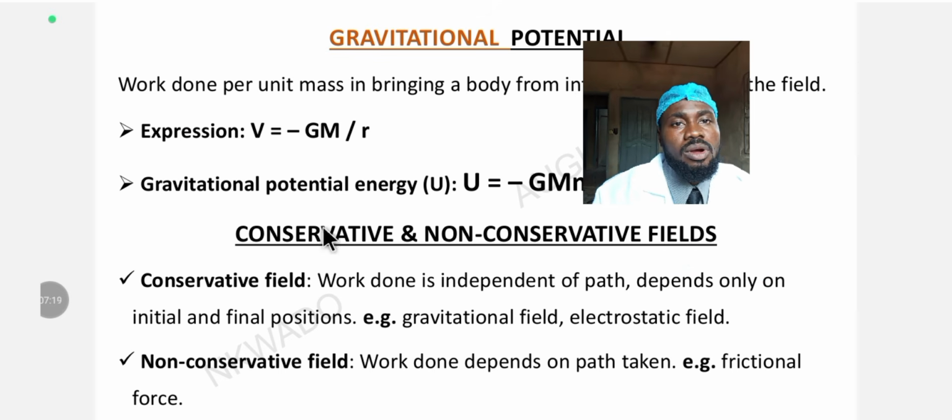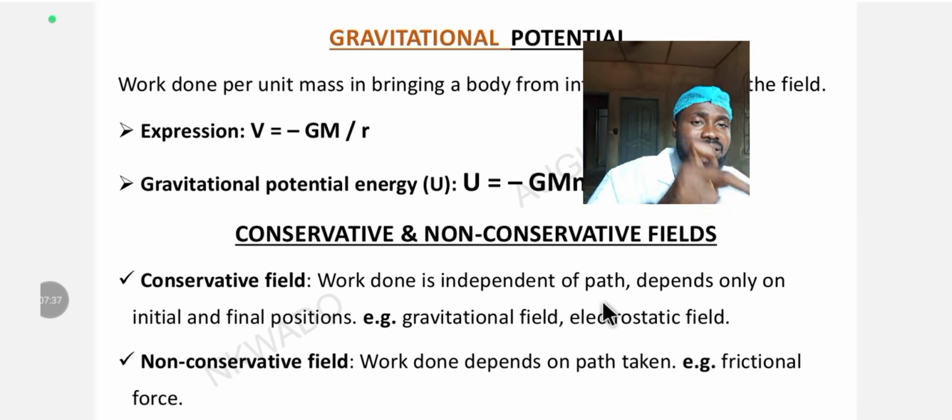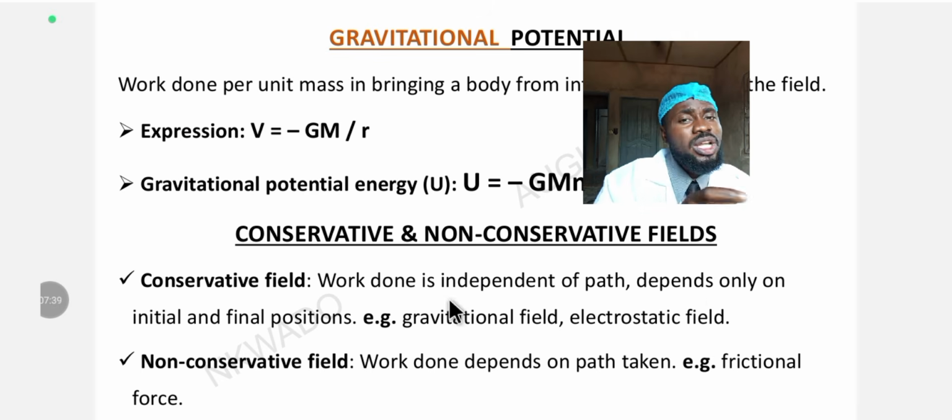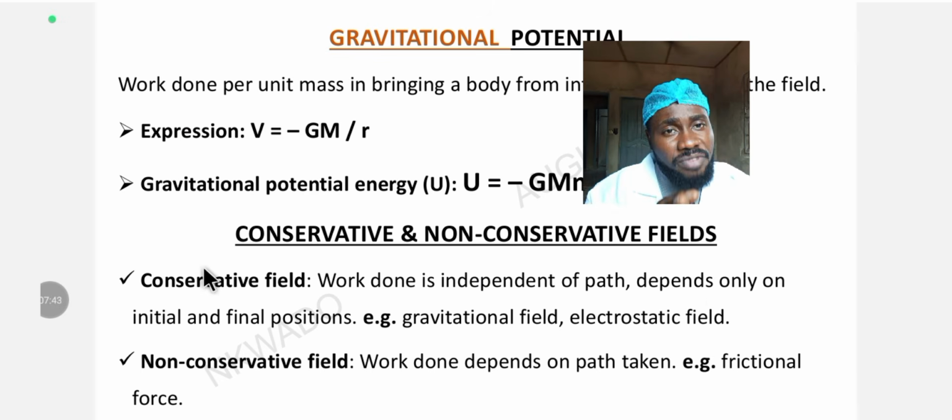All right, conservative and non-conservative fields. JAMB says we should look at this. So what is a conservative field? We are trying to know the difference between both. In a conservative field, the work done is independent of the path. It is not dependent on the path, but depends only on the initial and final positions.